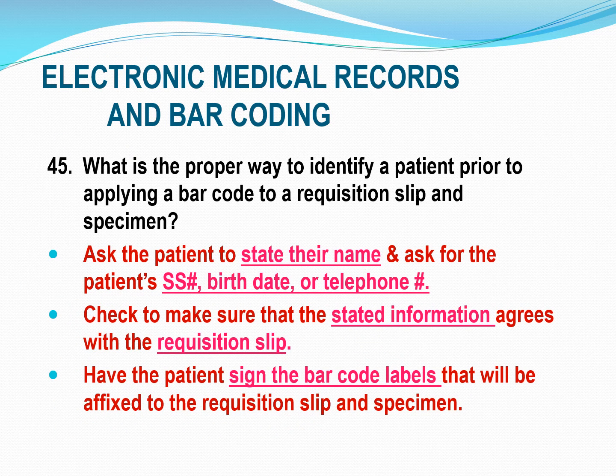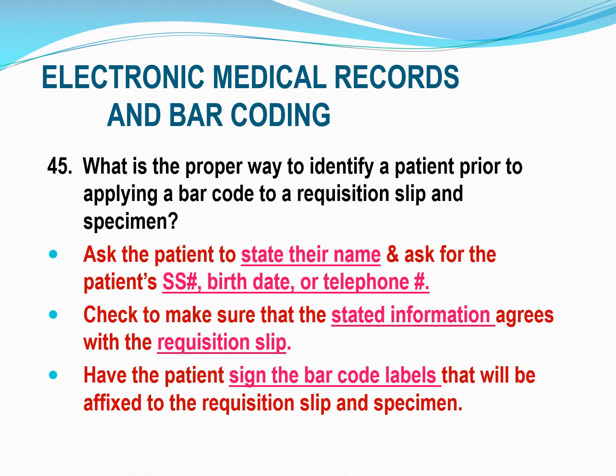So what is a proper way to identify a patient prior to applying a barcode to a requisition slip and specimen? You ask the patient to state their name. If I was going in to draw some blood on a patient, I might walk in there and say, "Hi, my name is Ms. Shepherd. I'm here to draw your blood. I'm from the lab. Will you please tell me your full name and date of birth?" I don't want to tell them the name and then have them answer me, because a lot of people don't hear real well and they may think they heard the correct thing, but they didn't. So you get them to state their full name.